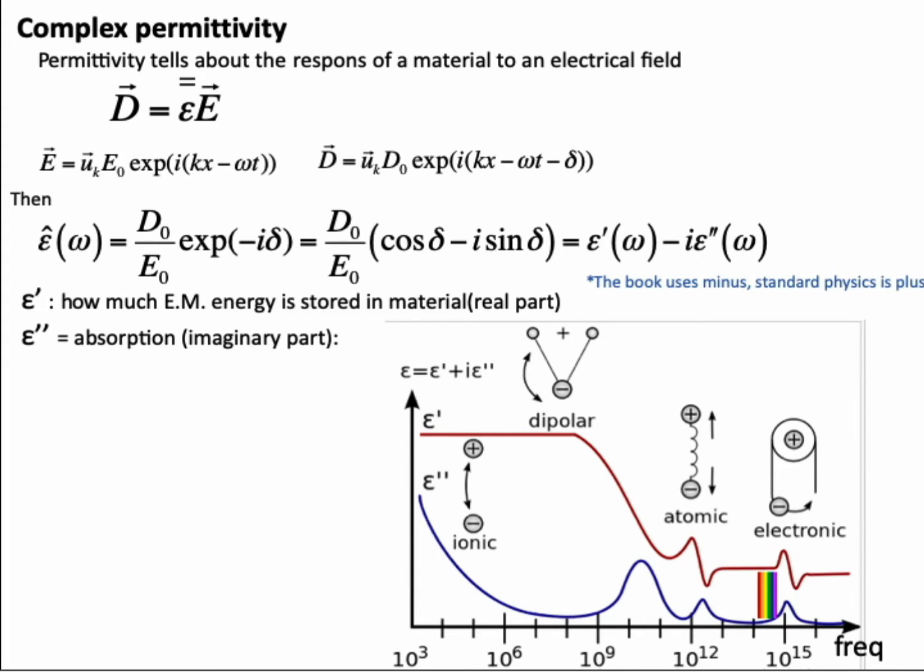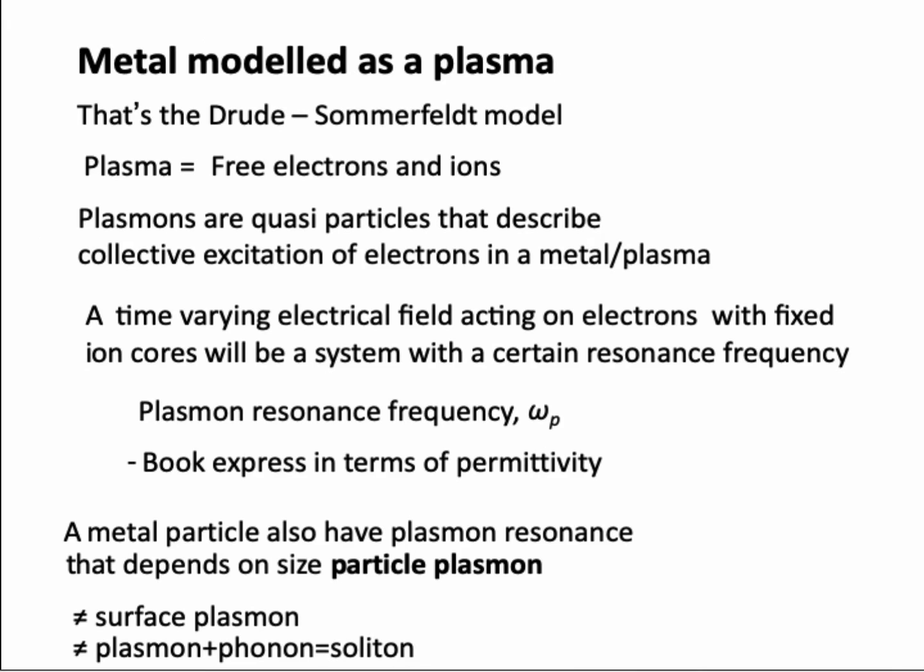Many used to call the permittivity by the name of dielectric constant. The official standard name is permittivity. The book calculates the permittivity by assuming a simple model for a bulk metal. The considered system has free electrons and fixed ion cores. That is essentially a plasma and is the Drude-Sommerfeld model.